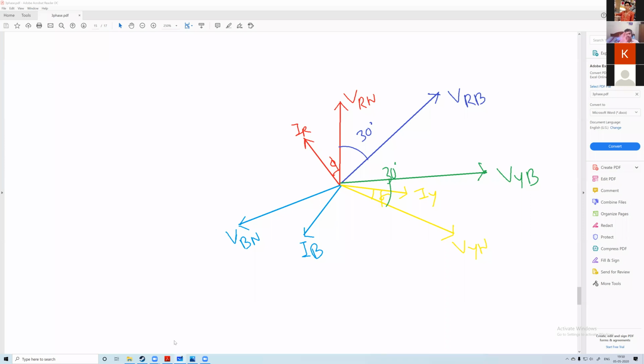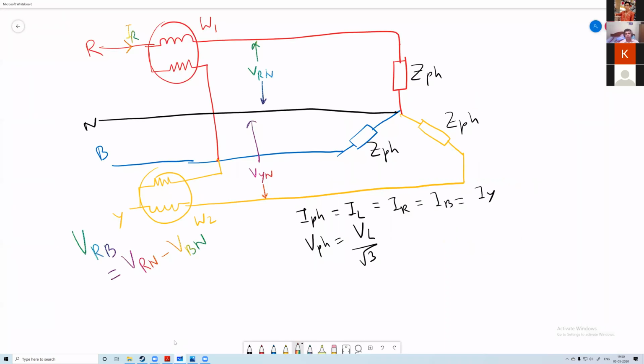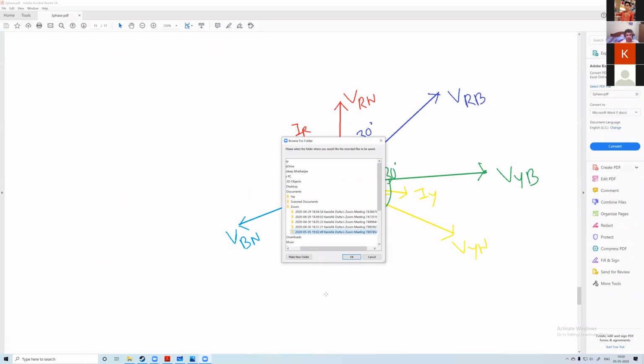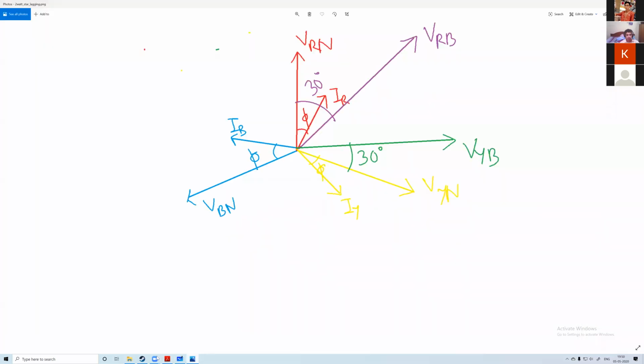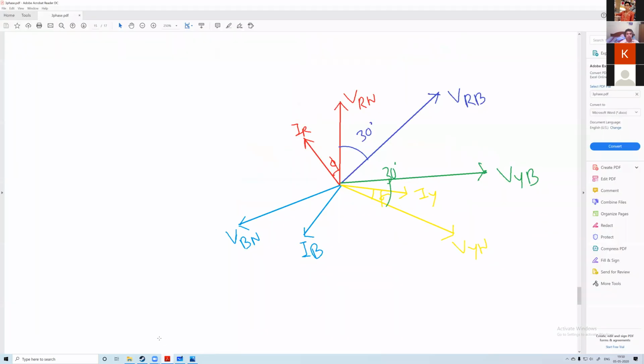The circuit is this one, same thing. What will W1 read this time? What will W1 read this time?